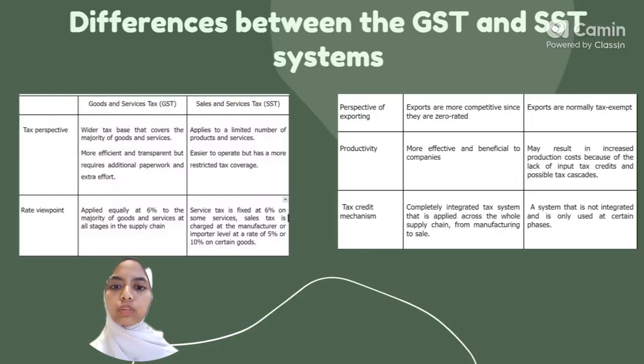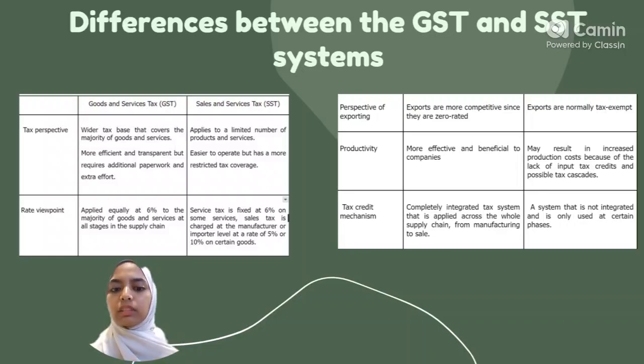From a rate viewpoint, GST is applied equally at 6% to the majority of goods and services at all stages in the supply chain. For the SST, it is fixed at 6% on some services, and sales tax is charged at the manufacturer or importer level at a rate of 5% or 10% on certain goods, while the SST rate fluctuates based on the type of product or service, and GST is a flat rate that ensures consistency.